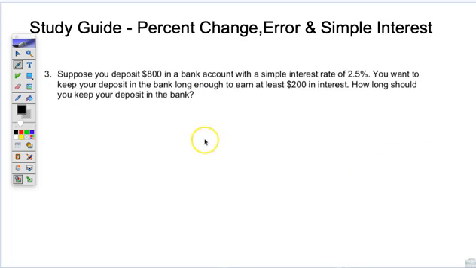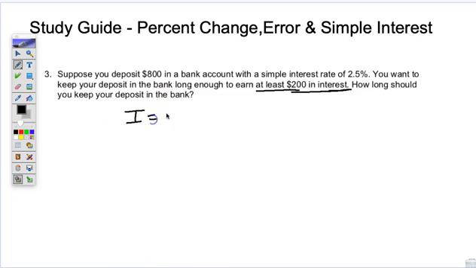In example 3, suppose you deposit $800 in a bank account with simple interest rate of 2.5%. You want to keep your deposit in the bank long enough at least to get $200 in interest. How long should you keep your deposit in the bank? So we are going to be looking for time in this problem.